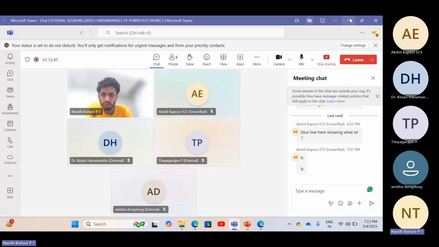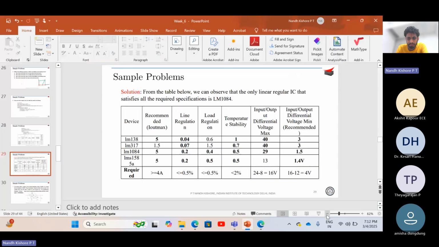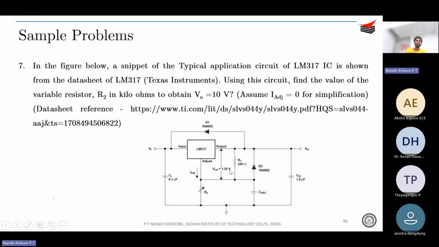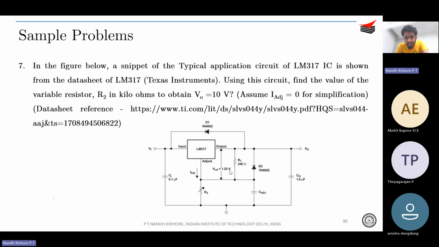Yeah, so we will just start again. So in the figure below, a snippet of the typical application circuit of LM317 IC is shown from the datasheet of LM317, Texas Instruments IC. Using this circuit, find the value of the variable resistor R2 in kilo ohms, right? To obtain V naught equal to 10 volt.